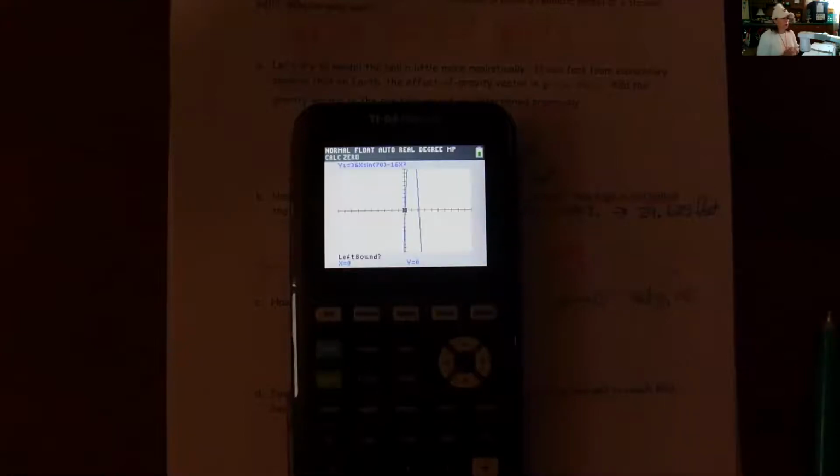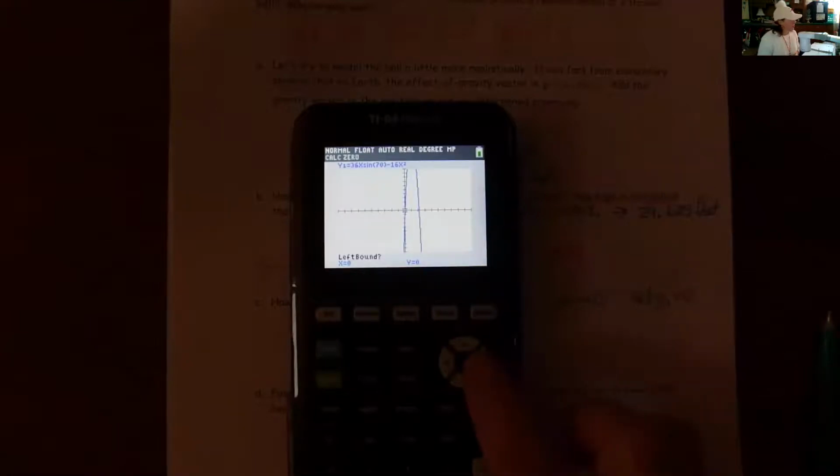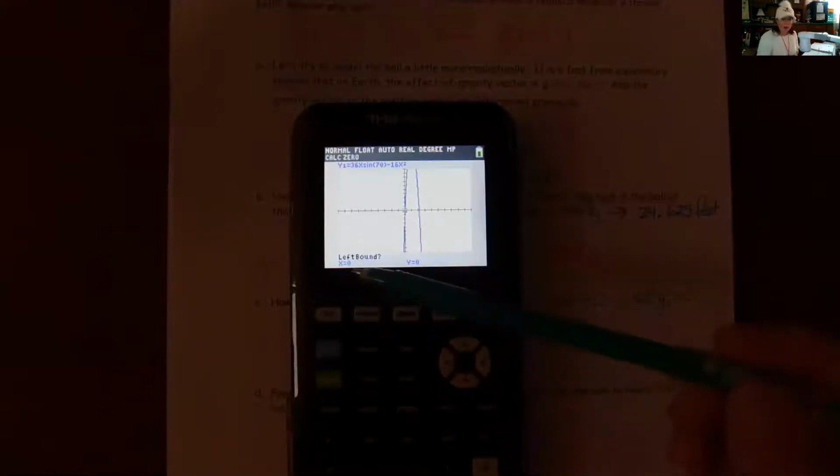Now I want to show you something really important. Do not do this. Everyone look up here. Do not arrow around. That takes forever. All you have to do, see how it says left bound right there? So this is the 0 you're interested in. So choose a number on the left side. What number is on the left side of that 0? 1. So just say 1, enter.